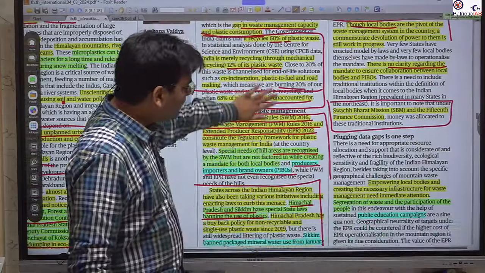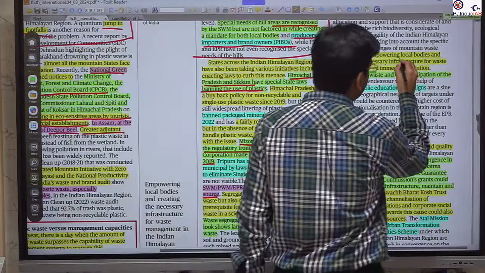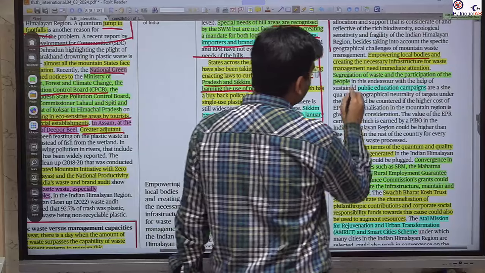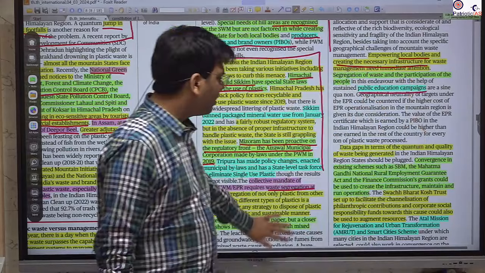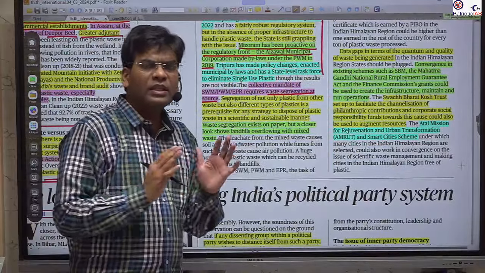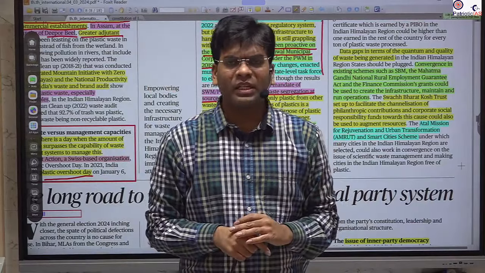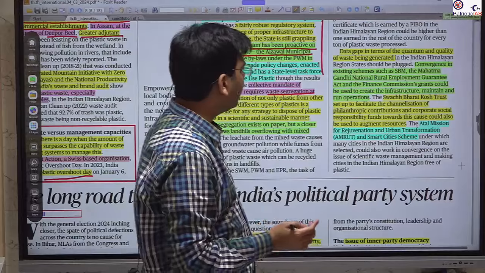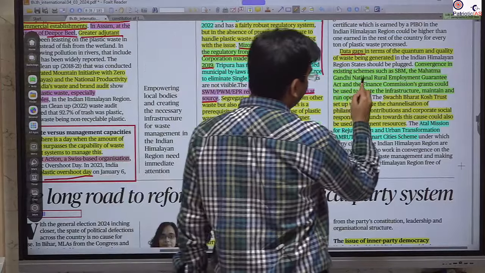So what is the need? The need is that please empower the local bodies. The first thing you can do, and you have to create necessary infrastructure. You have to bring a public education campaign. Okay, beside that, we need to collect the data. What is the need and what is being done on the ground? There is a huge gap. So data is needed.